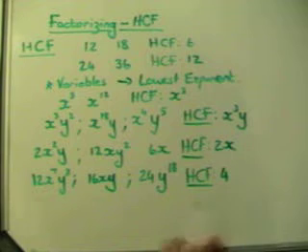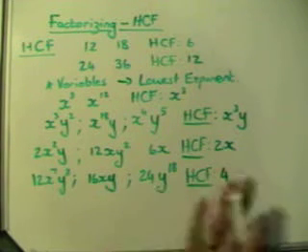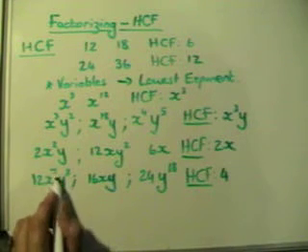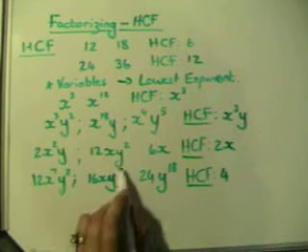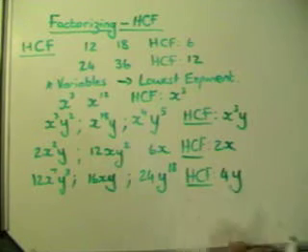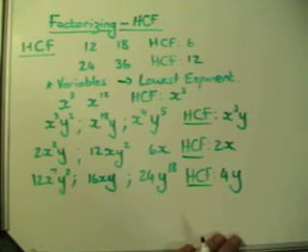And for the x's, there is a power 7, a power 1 and a power 0. So the power 0 is my highest common factor. And for the y's, there's a power 2, a power 1 and a power 18. So the power 1, the lowest exponent, would be my highest common factor. So the highest common factor here is 4y.